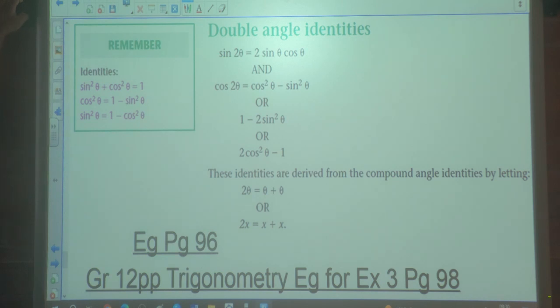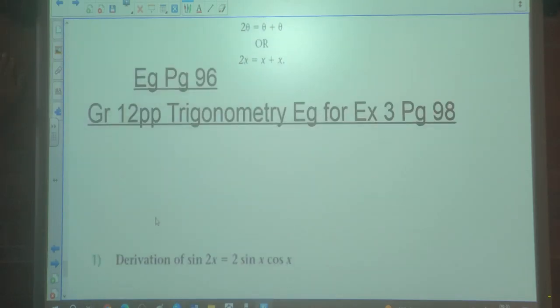These identities are derived from the compound angle identities by letting 2 theta equal theta plus theta, or 2x equal to x plus x. So this basically comes from your previous exercise, exercise 2, number 5.4.